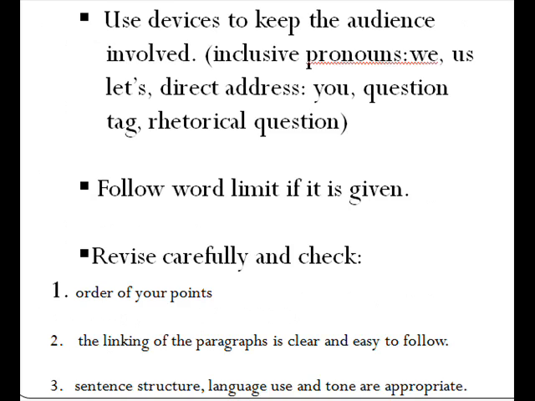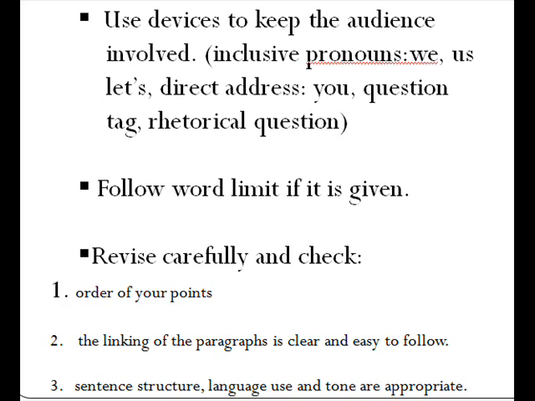Next, use devices to keep the audience involved. Inclusive pronouns like we, us, let's, direct address, you, question tag, we are tired of it, aren't we? Rhetorical question, who doesn't know that the opposition has done this, that. So when we do that, audience become alert and they get involved in what you are saying.